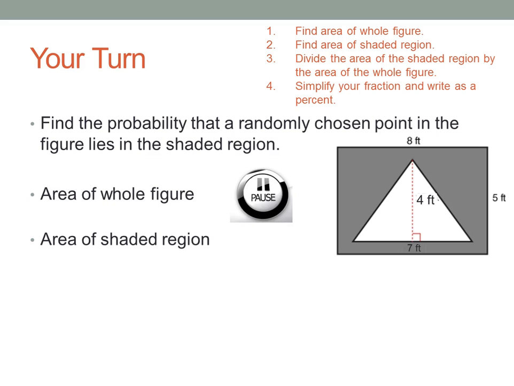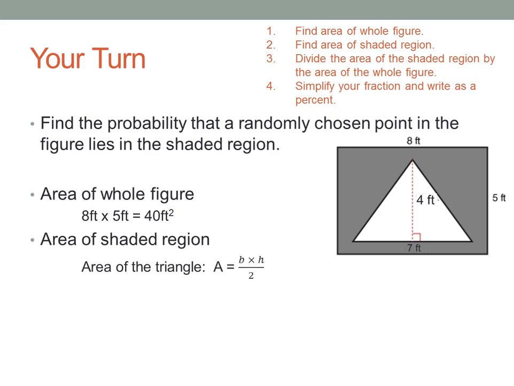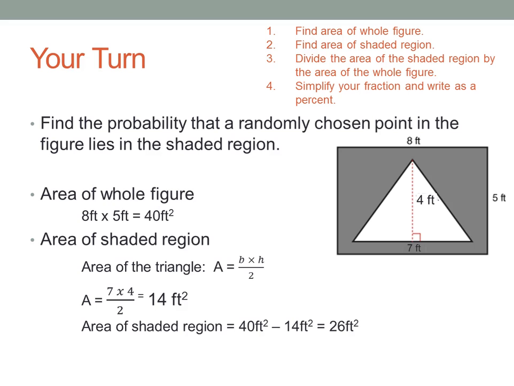All right, let's see how you did. So area of the whole figure is going to be 8 feet times 5 feet, or 40 feet squared. Area of the shaded region is going to be base times height divided by 2. Well, that's actually the area of the triangle. And if I find the area of the triangle, I get 14 feet squared. But to find the shaded region, I need to subtract that 14 feet squared from the 40 feet squared, because the triangle that I figured out is not shaded and everything else is. So I'm left with 26 feet squared.